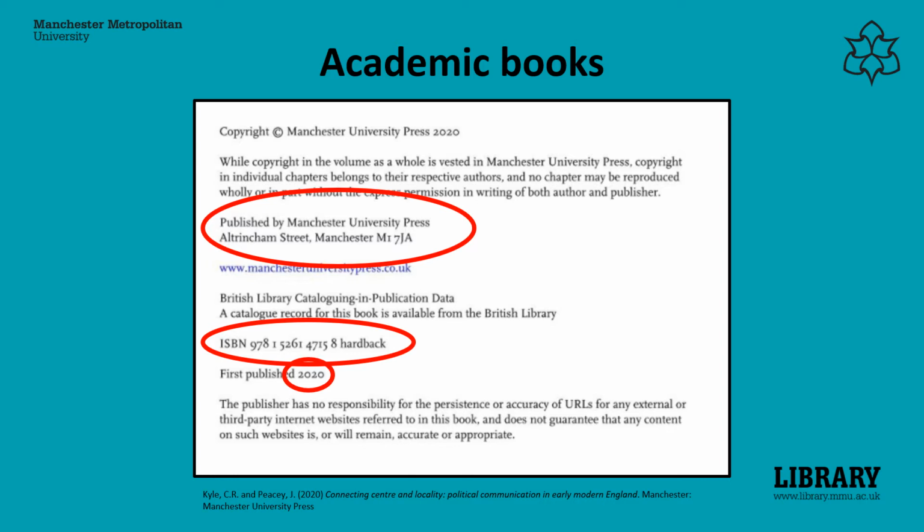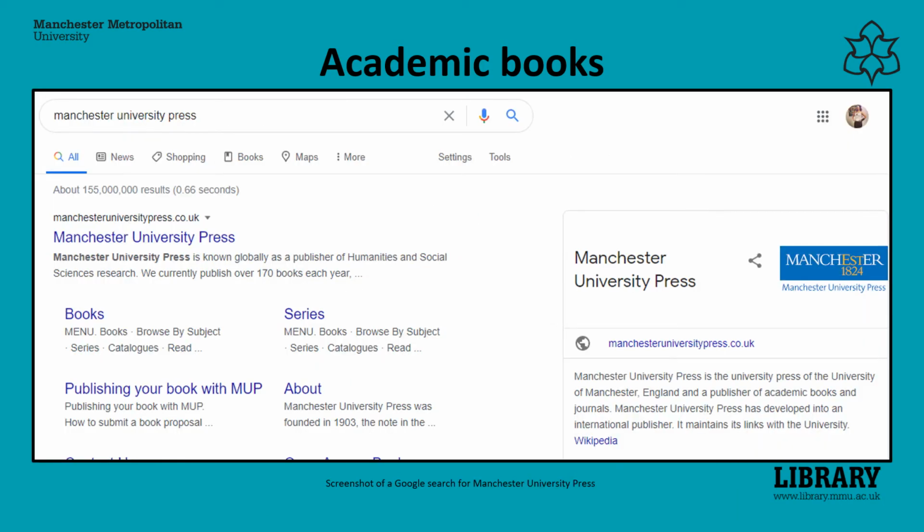Academic books will be published by a professional association, a university press, such as Manchester University Press, or a recognised academic publisher, such as Wiley or Elsevier. These publishers will peer review the books before they publish them. If you're not sure if your book is published by an academic publisher, go and take a look at their website. You can also ask the library if you're not sure, and we will be happy to help you.